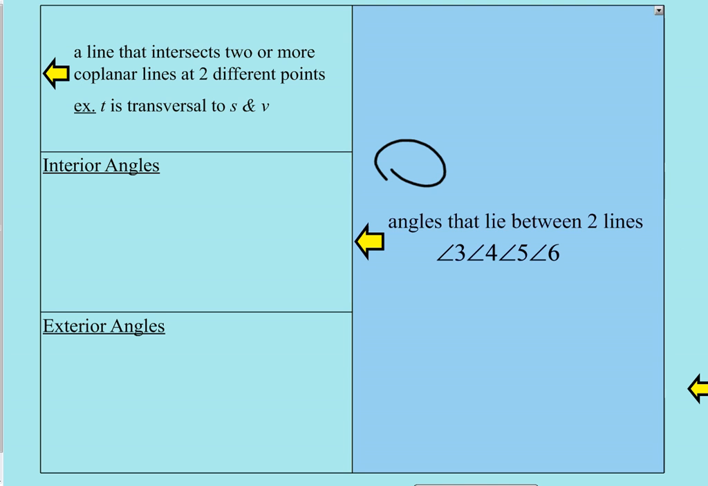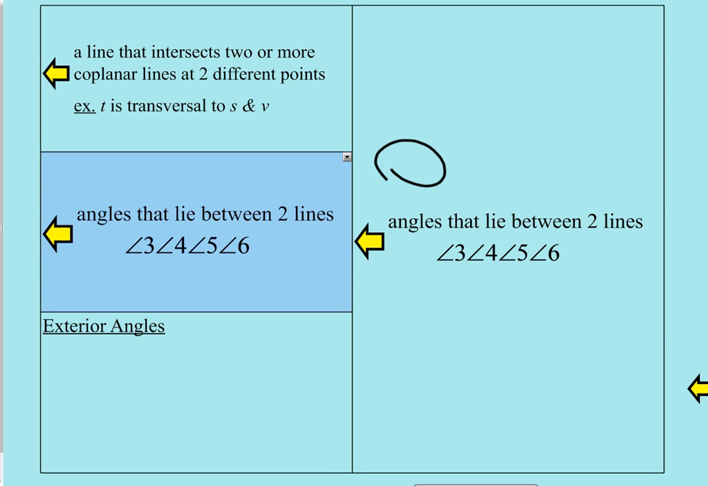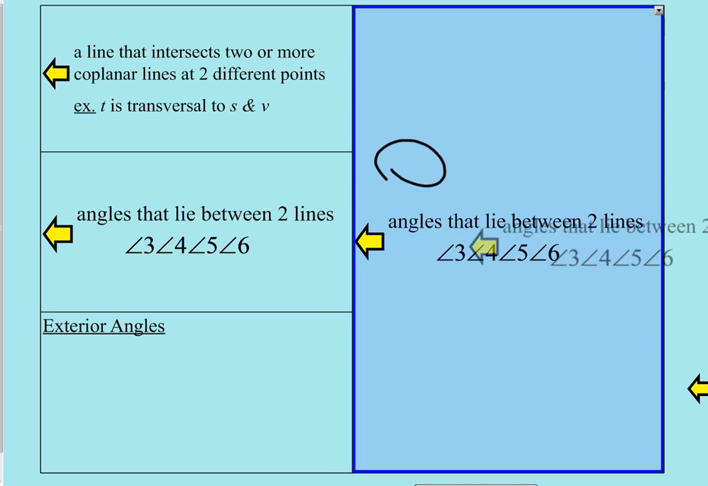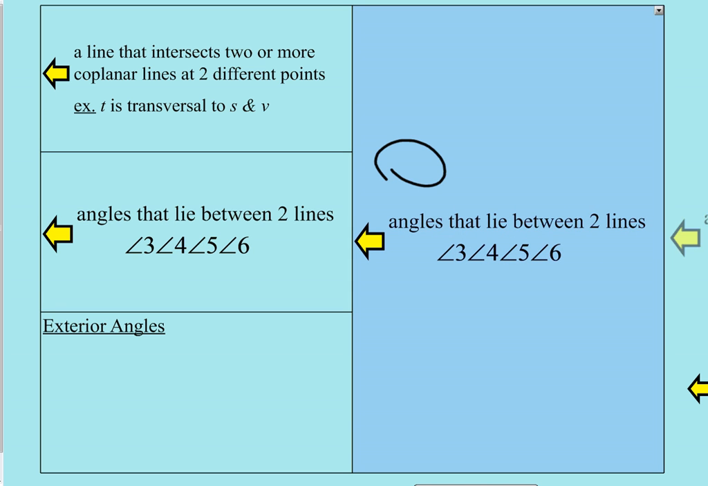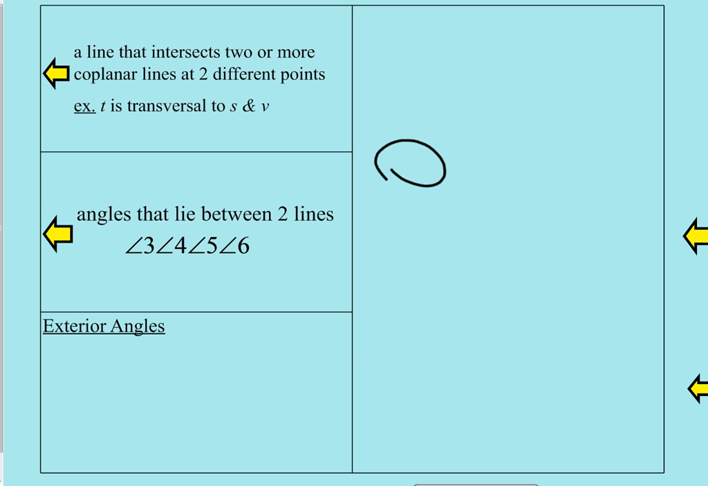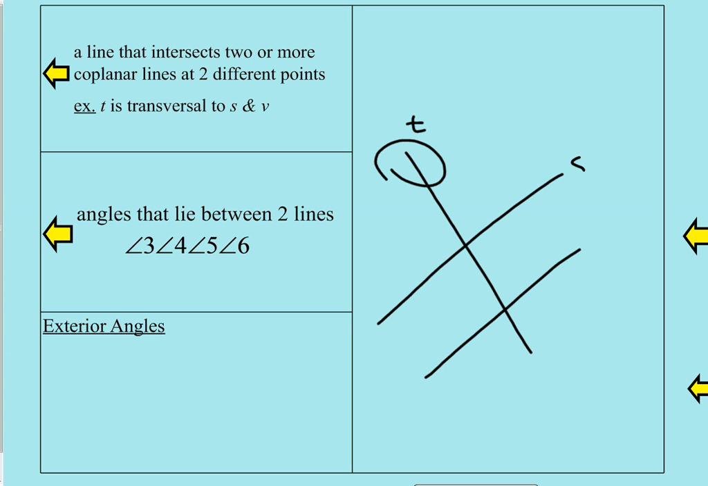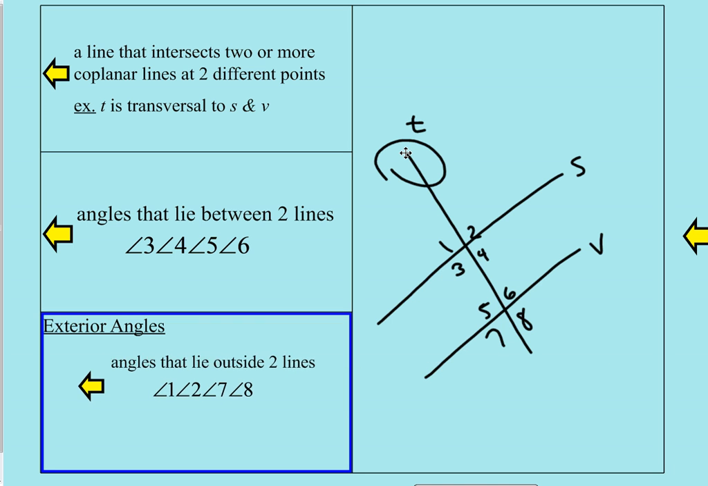Okay, interior angles are angles that lie between the two lines. The picture went away, so we'll just sketch it quick. This is line T, this is line S, this is line V. Lines S and V are parallel. If we count it, the interior angles are going to be 3, 4, 5, and 6. Those are the ones inside. The exterior angles lie outside the two lines, so 1, 2, 7, and 8.